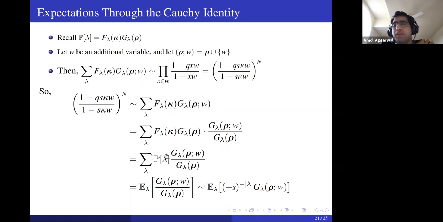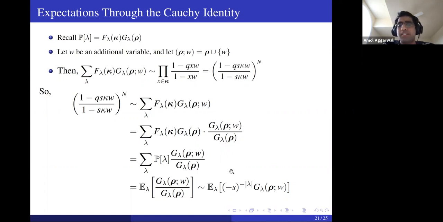So the probability of lambda times this quotient, g of lambda of rho w over g lambda of rho. So that's this step over here. But now this is just by definition equal to an expectation value, right? I'm looking at the probability of lambda times something dependent on lambda. That's exactly the expectation of that something. So that's equal to the expectation of this guy over here.